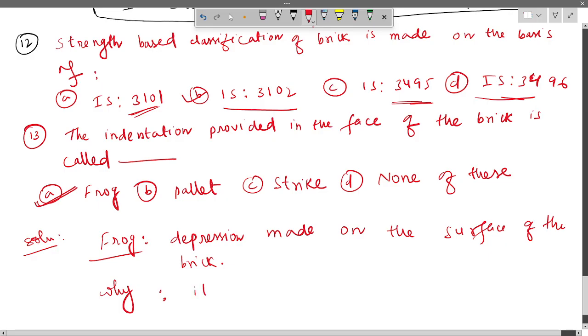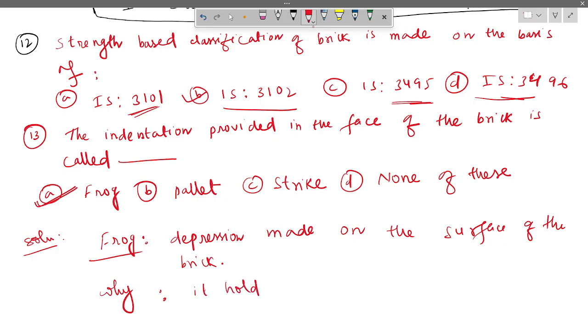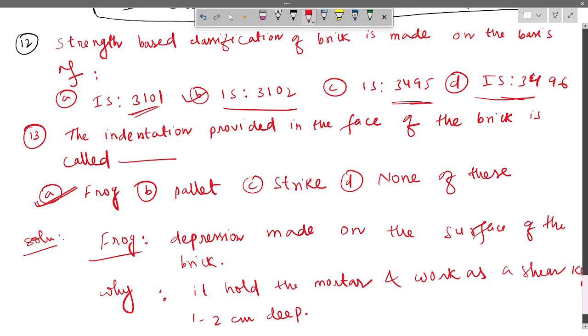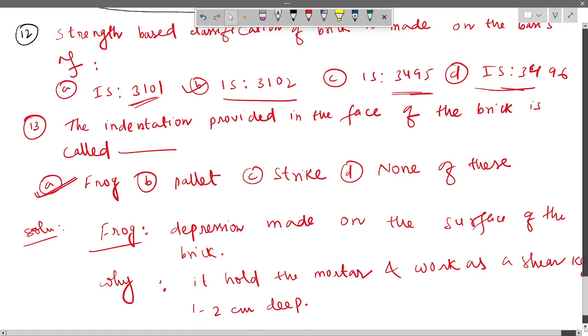Because it holds the mortar and works as a shear key. The depth of the frog, when indentation is approx 1 to 2 centimeter deep in the frog. Okay, note it down. This question is also very easy. Now we will move to the next question.